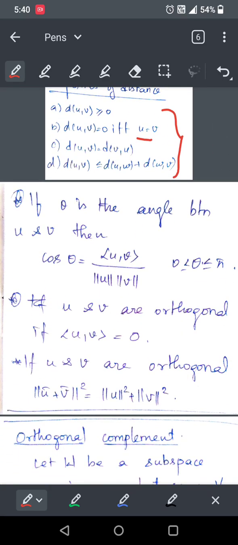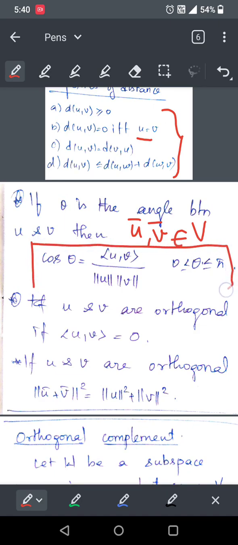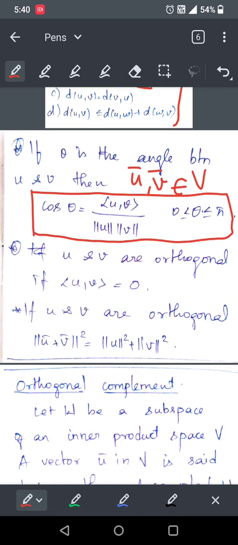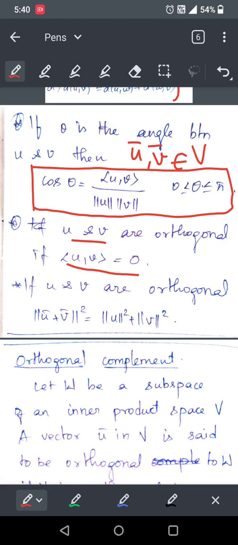So next is the concept of calculating the angle between any two vectors u and v. Let u and v be two vectors in V, the inner product space. Then the angle between u and v is defined as cos theta is equal to modulus of inner product u, v divided by norm u norm v, where theta lies between 0 and pi. And when the inner product is 0, we can conclude that u and v are orthogonal to each other. And if they are orthogonal, there comes the Pythagoras theorem, that is, norm of u plus v squared is equal to norm u squared plus norm v squared.